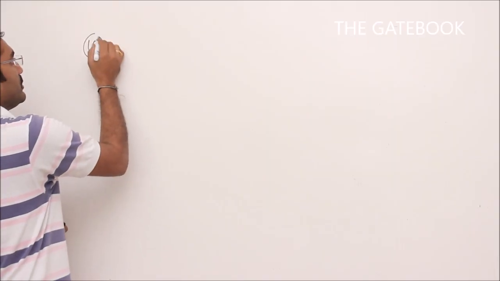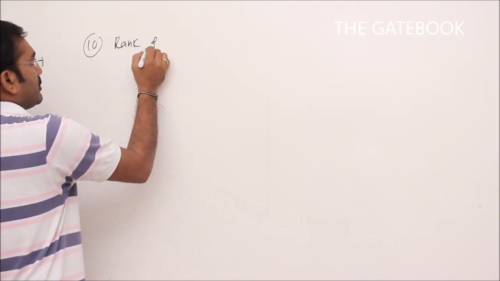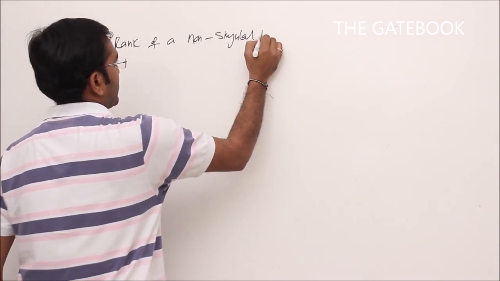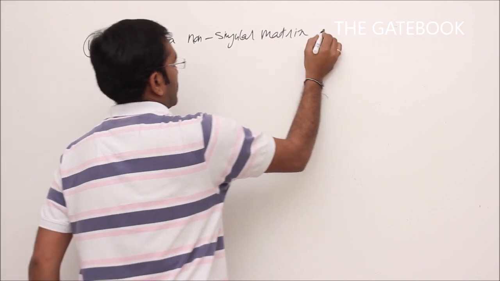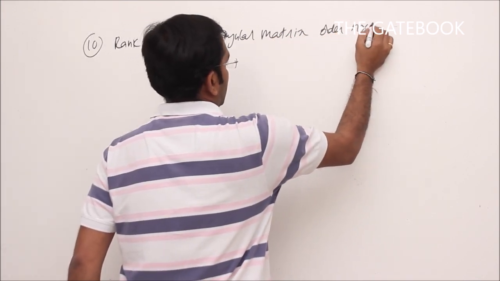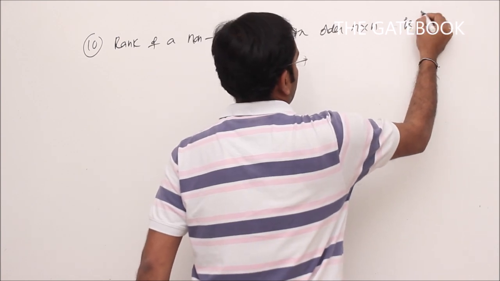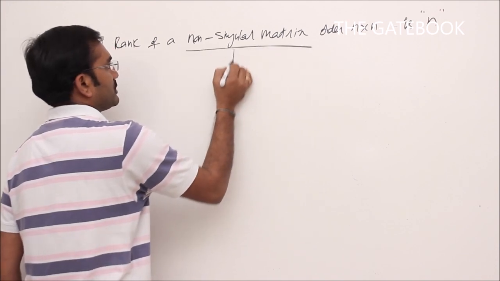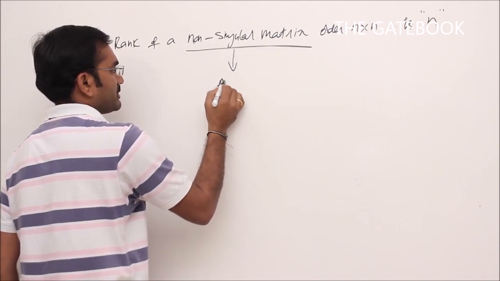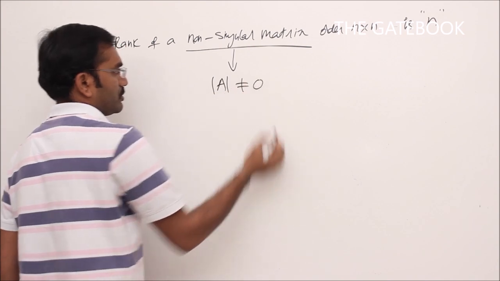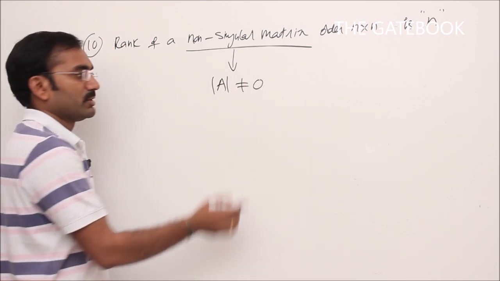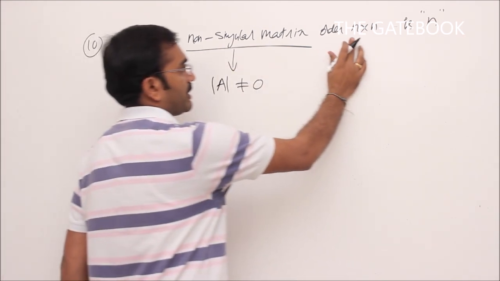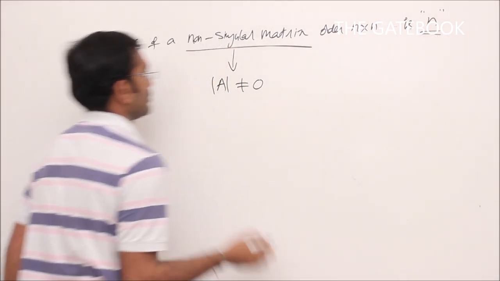Next property, rank of a non-singular matrix of order n by n is n. Why? See here, it is a non-singular matrix. Non-singular matrix means the determinant of that matrix is not equal to 0. So if the determinant of a matrix is not equal to 0, then rank is equal to the order of that matrix. It is given that A is an n by n matrix, therefore rank is equal to n.